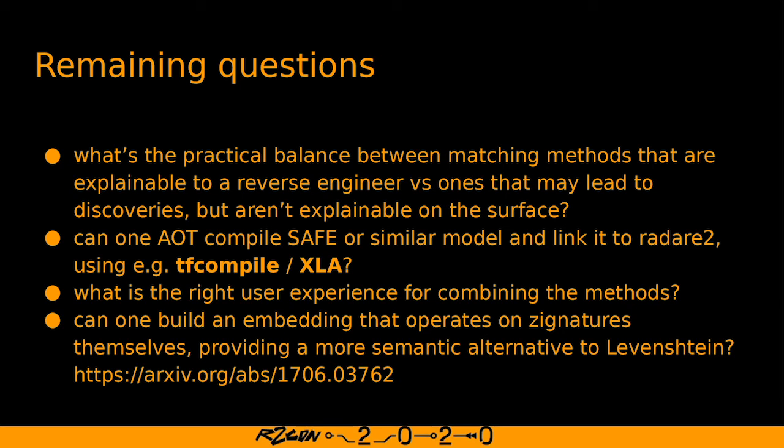Can we use something like the accelerated linear algebra compiler, XLA, or TF-compile to compile something like SAFE and link it into r2? And once you do that, what is the right user experience for combining this and the other methods? Do we add it as a column with its own score and try to explain what it means? How do we account for retraining of this model?